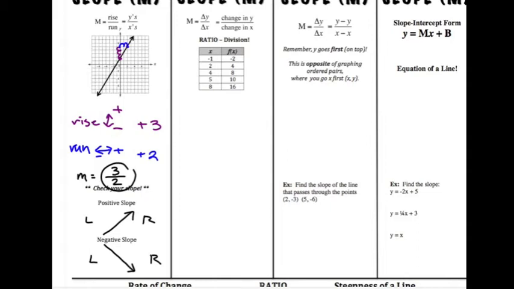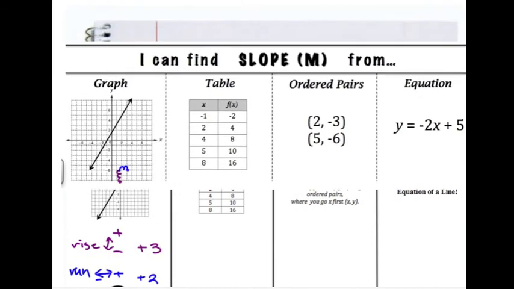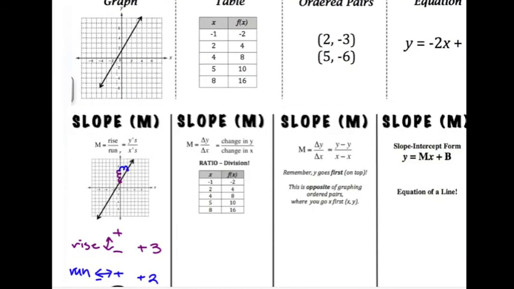Okay? The next piece of our notes that we're going to go over is the flap that says table on it. You're going to find the slope using a table.